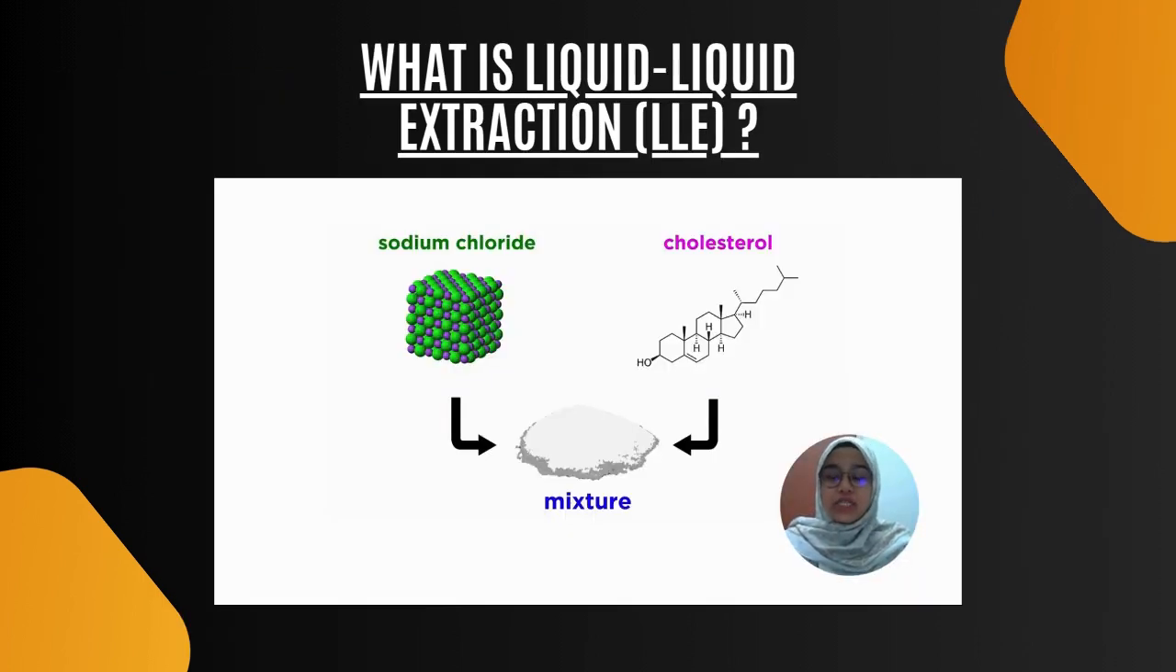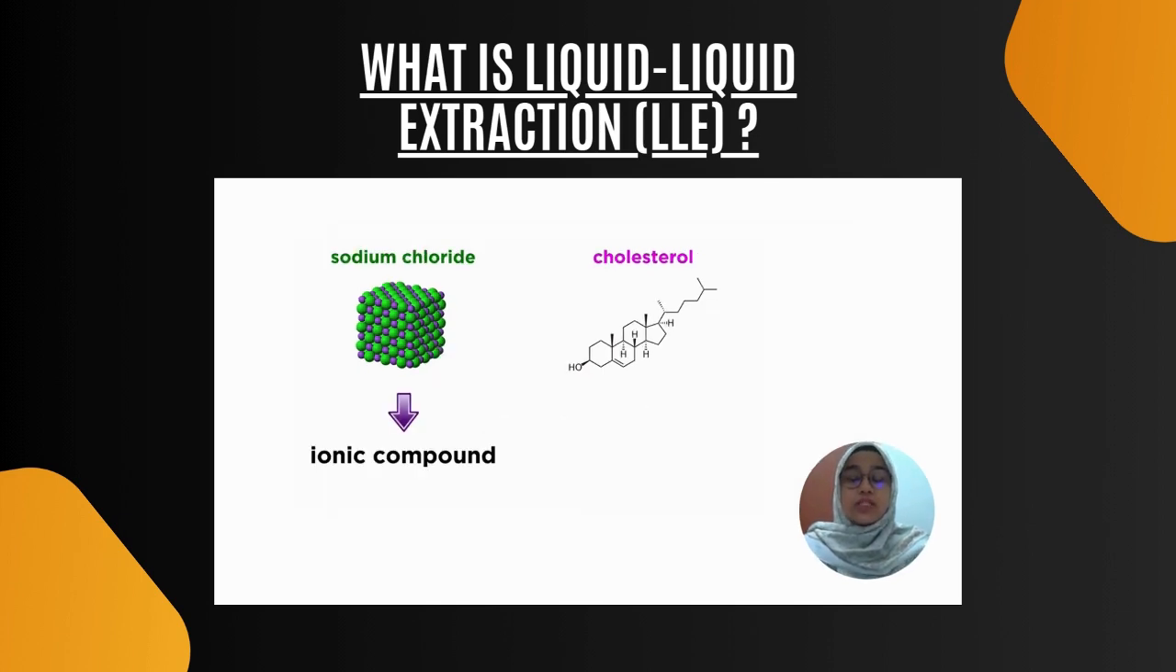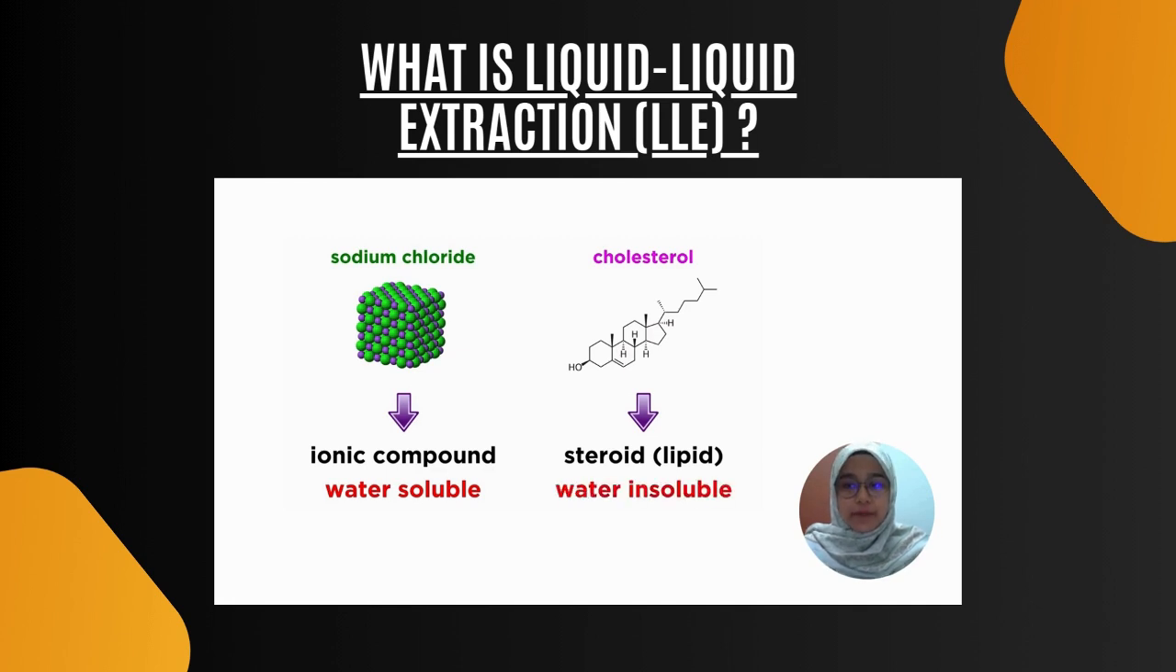Let's say we have a mixture of sodium chloride and cholesterol. These are both white, crystallized solids, which are impossible to separate by sight. But we can use their physical properties to separate them. Sodium chloride is an ionic compound, which is water soluble. Meanwhile, cholesterol is a steroid, a type of lipid, and therefore non-polar and largely water insoluble. But cholesterol can be easily dissolved in a non-polar solvent like ether.